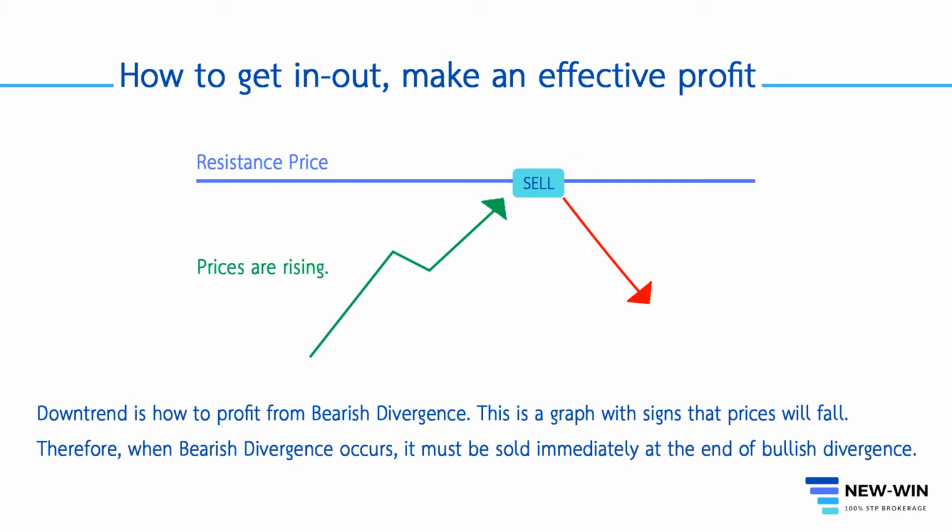Now let's move on to something different, which is called downtrends. And let's see from the picture what the downtrend is. Downtrends is how to profit from bearish divergence. This is a graph with signs that prices will fall. Therefore, when the bearish divergence occurs, it must be sold immediately at the end of bullish divergence.